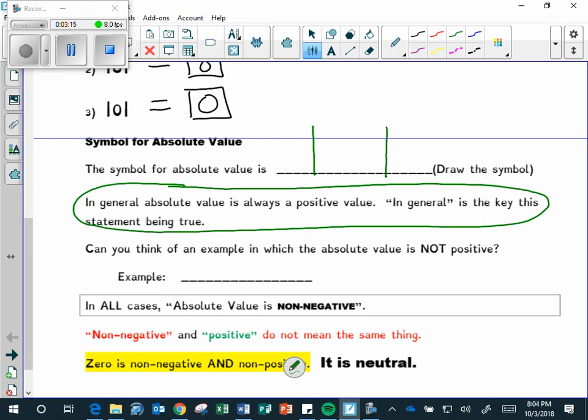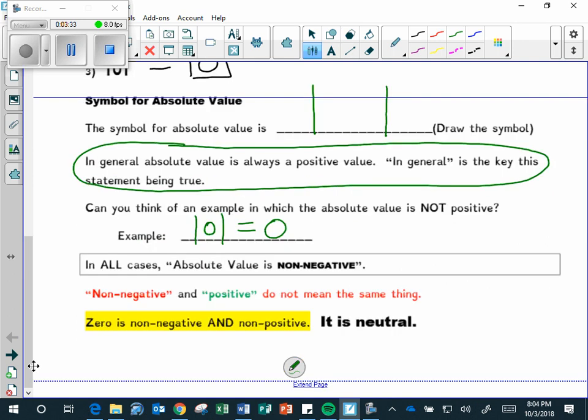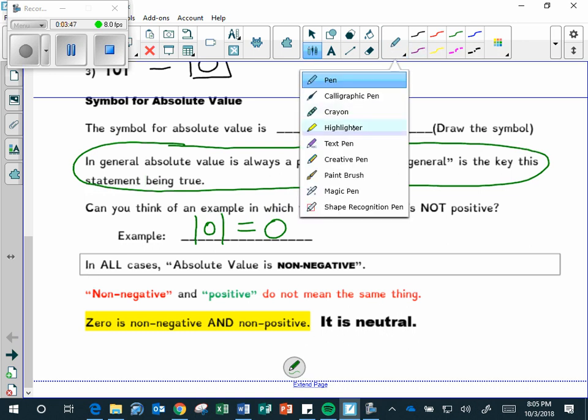So you might think for a minute, and once you have, if you think, well, I don't know, everything's either positive or negative. Well, what about 0? If I took the absolute value of 0, we already said that that was 0. We cannot call 0 a positive number because it isn't. We say 0 is non-negative, but it's also non-positive. It is neutral.